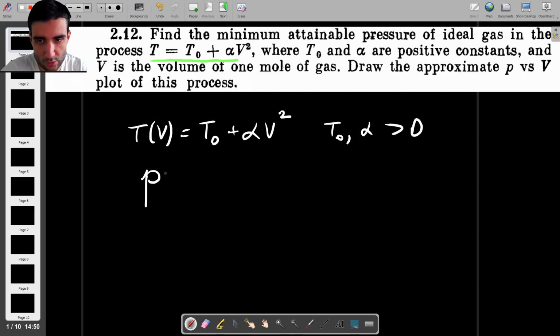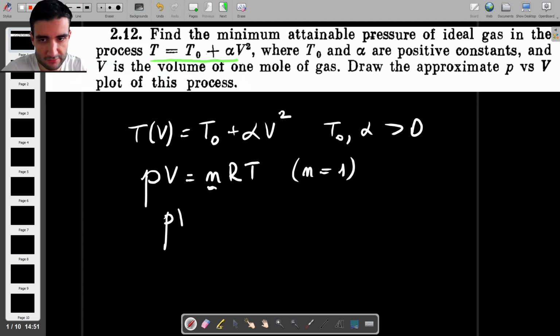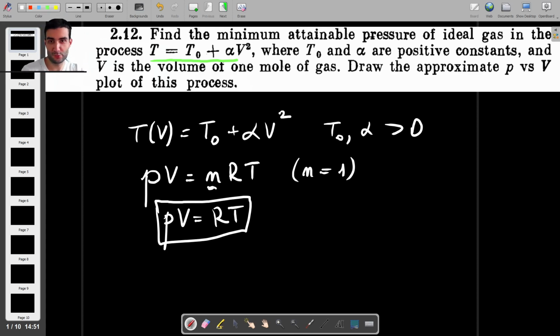So if we start with the ideal gas law, we have the number of moles here. So technically the question tells us that in our case n is equal to 1, right? So we have PV equals RT, and that's the form of the ideal gas law that we can use here. And then it says draw the approximate P versus V plot for this process, and we can only draw an approximation because we don't know any values. Now what I'll do is I will actually start with the plot, and then I will go on and find what that minimum pressure actually is.